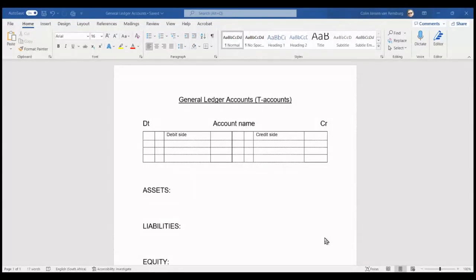The debit side. There you go. You've all got that right. Perfect. So let's now go and type that in. So assets increase on the debit side.